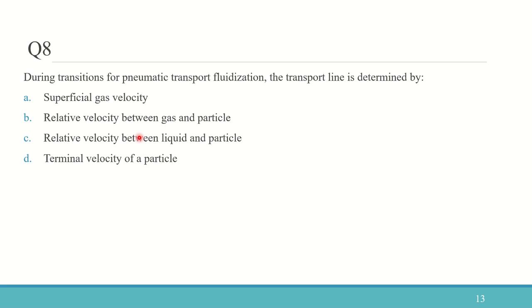During the transition of pneumatic transport fluidization, what determines the transport line? Here the superficial gas velocity is not playing a part. Rather, the relative velocity between the gas and the particle plays a role. So option B is the right answer.